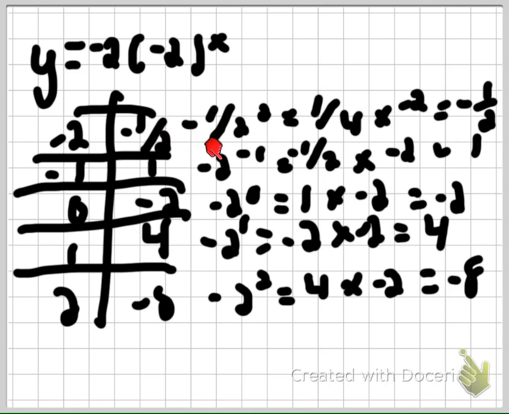I kept doing that. -2 to the -1st is -1/2. If you multiply that by this -2, your y-intercept, you get 1. Over here, when you put in a 0, -2 to the 0 power is 1. Anything is. And 1 times -2 is -2 for 0. For 1, -2 to the first is -2. -2 times -2 is +4. And then -2 to the second, if you did -2 times -2, you get 4. And then you do that times the -2, and now you have -8.